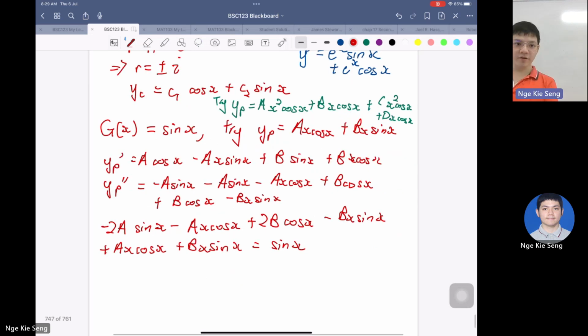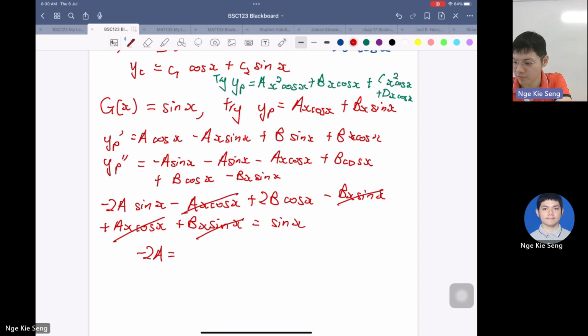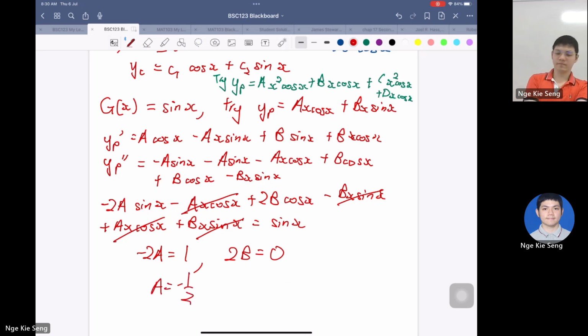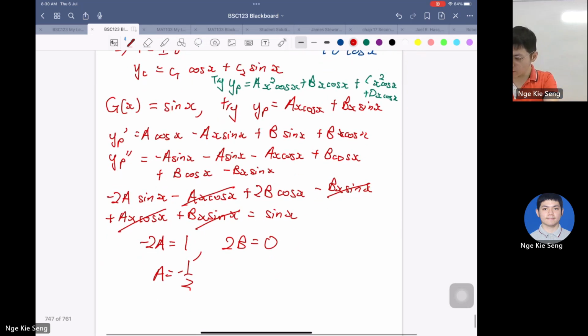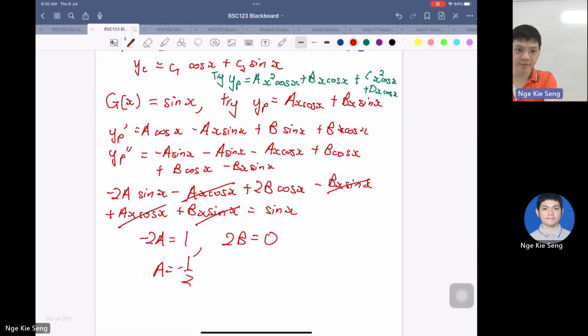And then you will see that there's some cancellation here, so cos x will cancel. And then what else? bx sin x also cancels. So what you are left with is just minus 2a equals 1 and 2b equals 0. So a is equal to minus half. Okay, so your b disappears. You don't need the sine part. So your particular solution is minus 1/2 x cos x.